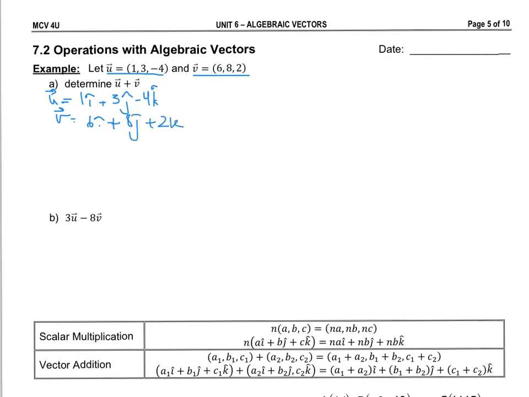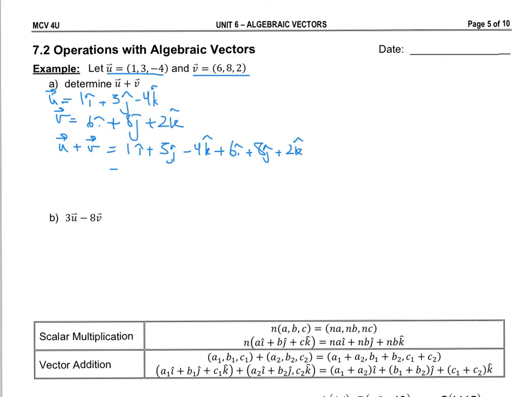So if I want to add those together, vector u plus vector v, we can take their components, their unit vector notations, and add them together. So 1i hat plus 3j hat plus minus 4k hat, and to that we're adding 6i hat plus 8j hat plus 2k hat.